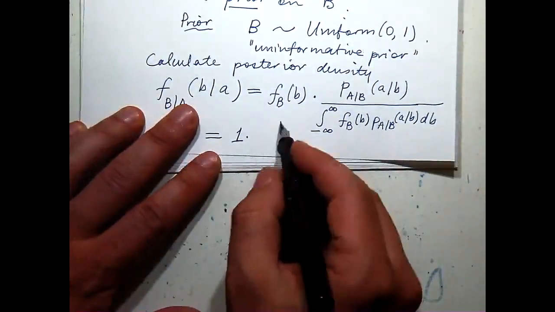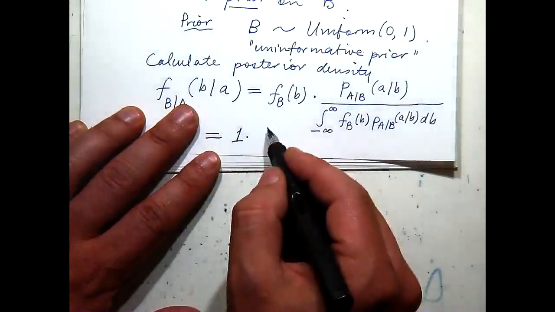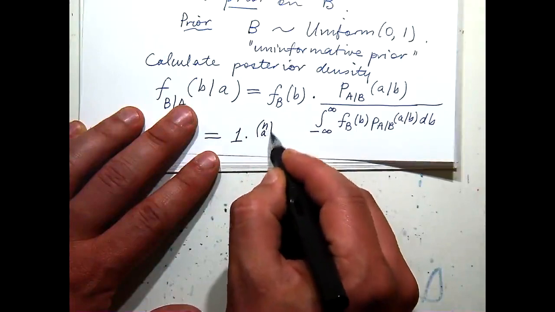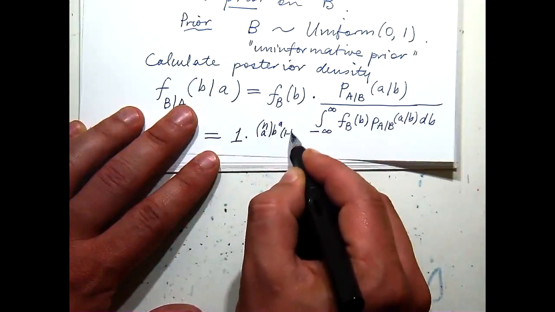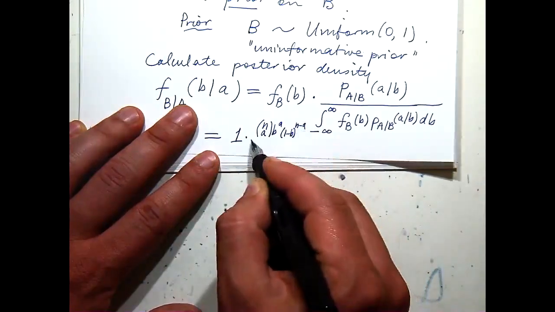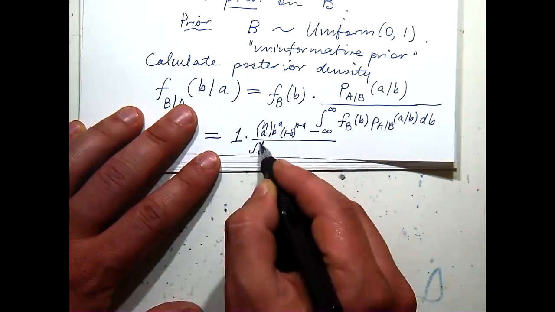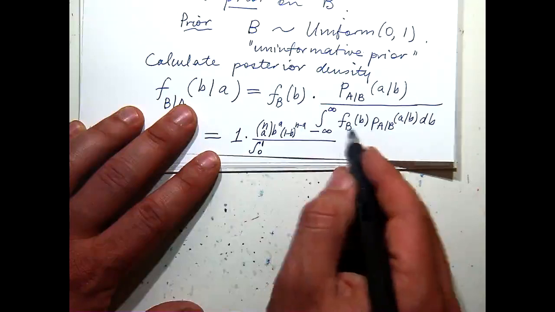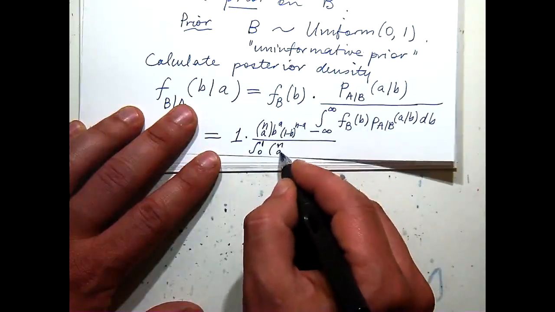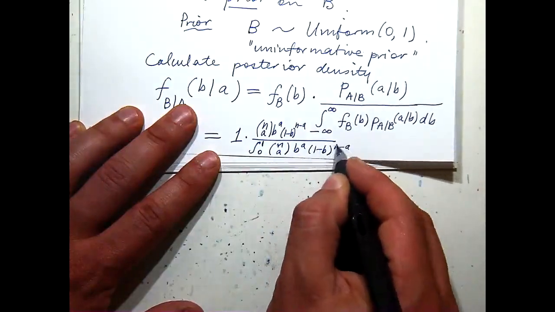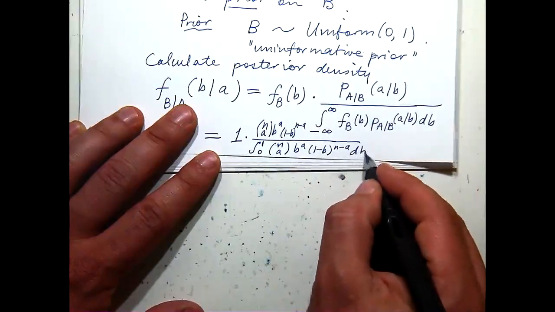So it's 1 times n choose A, b to the A, 1 minus b to the power n minus A. And then on the denominator I have to do the same thing. I integrate from 0 to 1 because that's the valid range of b. 1 times n choose A, b to the A, 1 minus b to the power n minus A, and then db. Okay, so that's what it is.